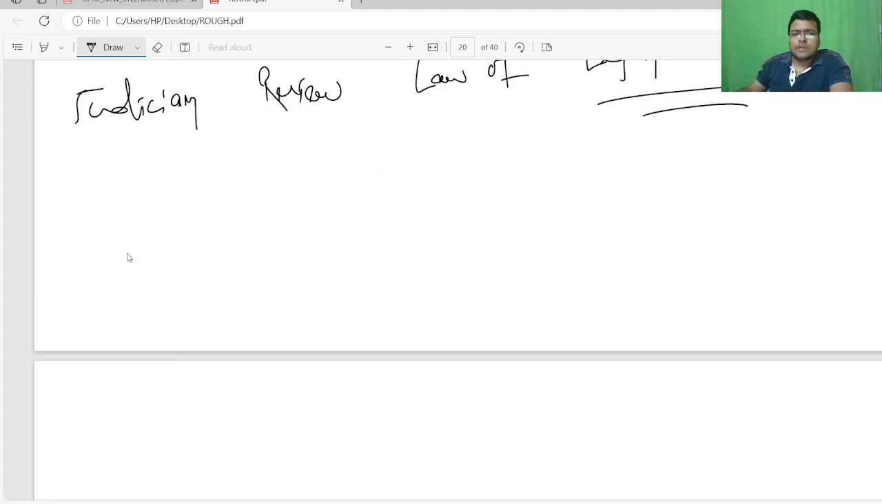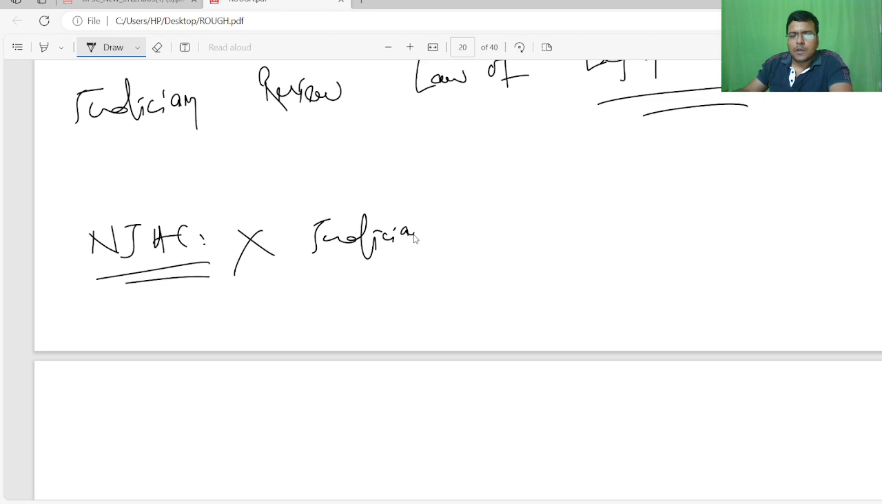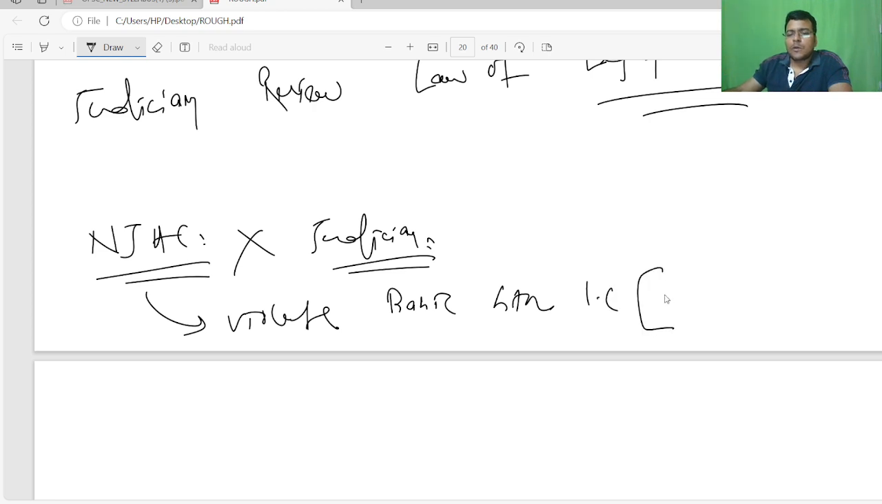One example is the NJAC, the National Judicial Appointments Commission. It was rejected by the judiciary because it found that the NJAC violates the basic structure of the Indian Constitution. What is the basic structure? Independent judiciary, which is the basic structure, and it was violated by the NJAC. So the judiciary rejected it and declared it null and void.